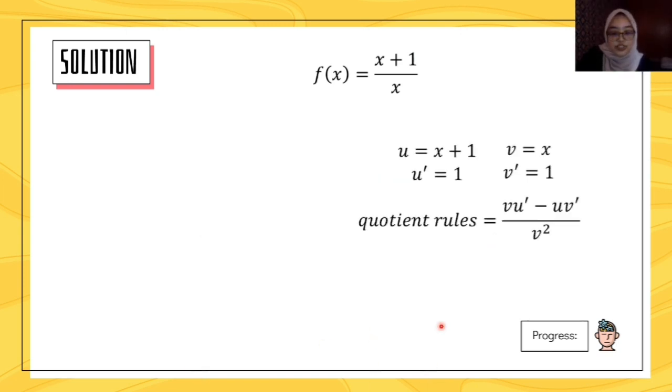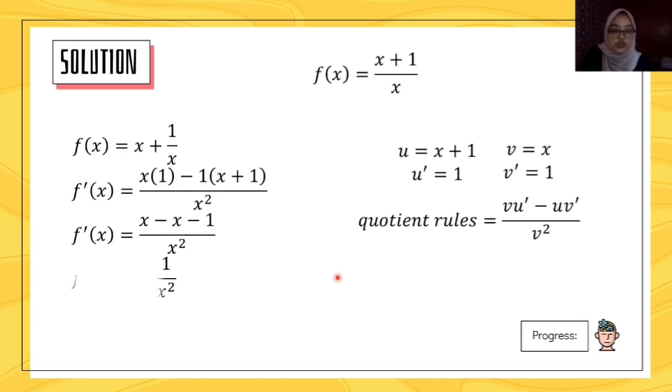So here is the crucial part where we need to differentiate it, but in this question we got a fraction type of question, so here we need to use the quotient rule, which is equal to v u prime minus u v prime over v squared. So over here, we got the derivatives already, and then we just substitute into the equation given, and after counting it, we got the answer, which is negative 1 over x squared.